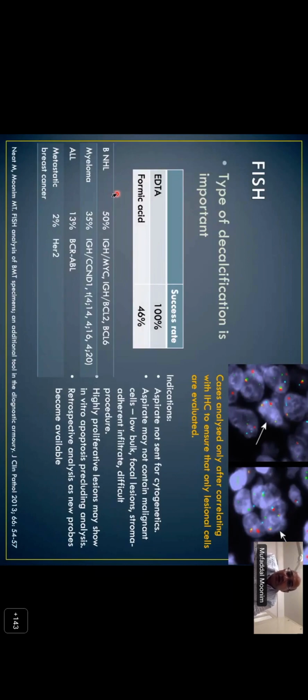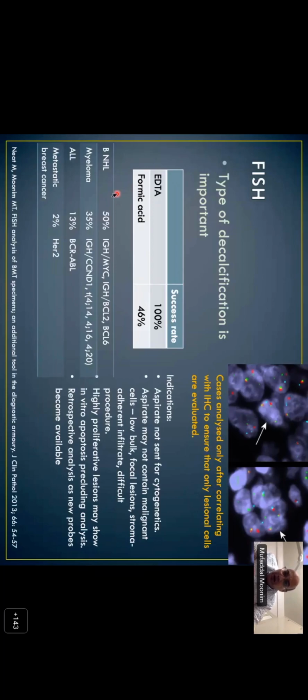The type of decalcification is really important for whether your FISH is successful or not. And if you do EDTA, we've had fantastic success, 100% success rate. If you're using acids for decalcification, FISH tends not to work so well. And you'll come and ask me, why would I do FISH on a bone marrow biopsy? Because I've got an aspirate handy. It's so easy to do it on that.